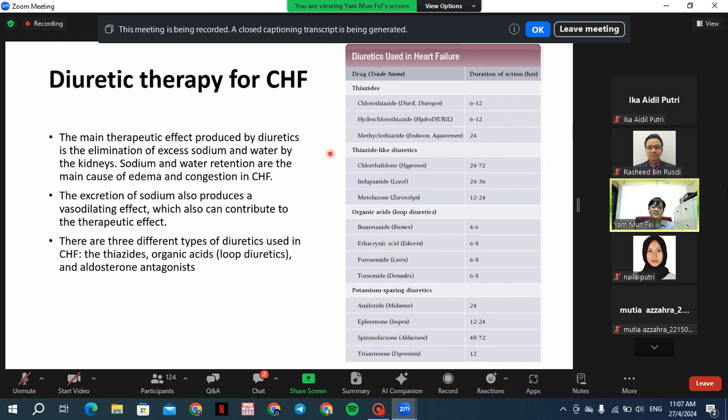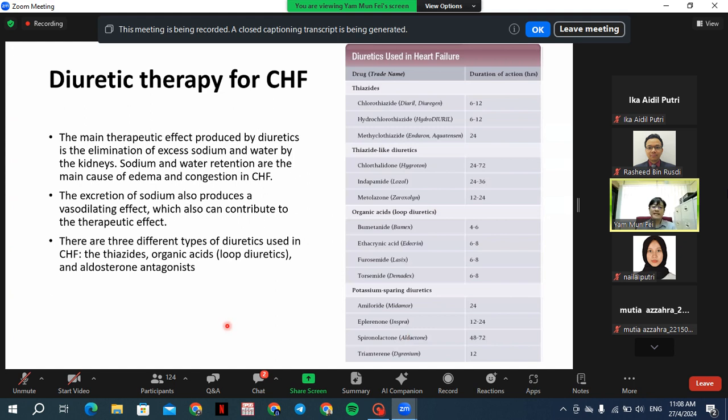For diuretic drugs, you can select thiazide diuretic, organic acid, or potassium sparing diuretic, which we discussed in the last topic, isn't it? What's the difference between them? Some of them can cause loss of potassium, and some of them will preserve potassium, without causing loss of potassium, depending on the condition. Another thing is, among these four types of diuretic, which one is more potent? Organic acid, or we call it loop diuretic, is more potent.